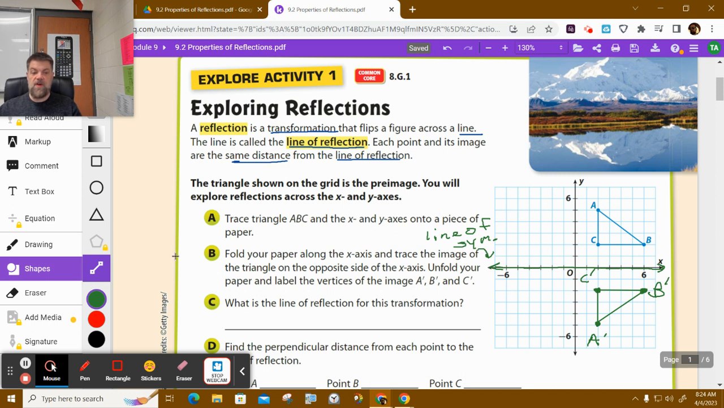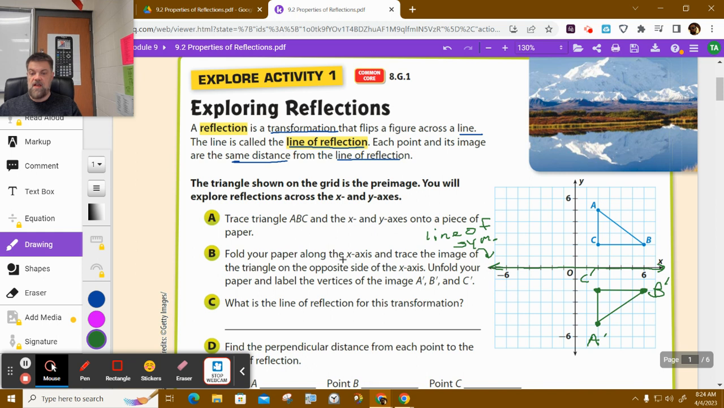So what we did is we went across and we folded our paper and we traced out the image A prime, B prime, C prime. And it says, what is the line of reflection for this transformation? Well, I stated the x-axis.